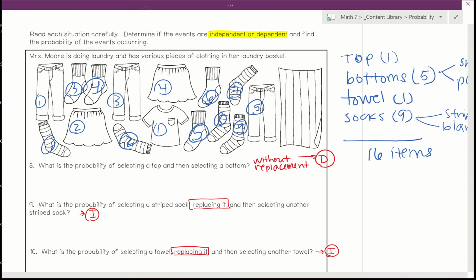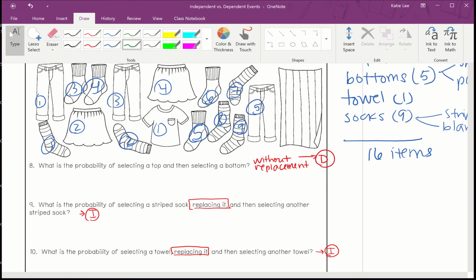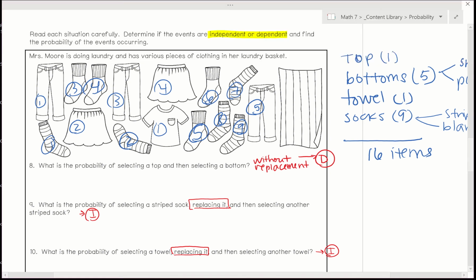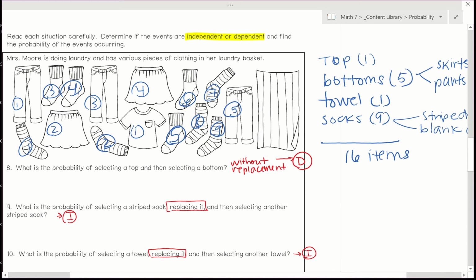Always write out your sample space. I know it takes a while, but it's worth it. Now, what is the probability of selecting a top and then selecting a bottom without replacement? So, probability of selecting a top.